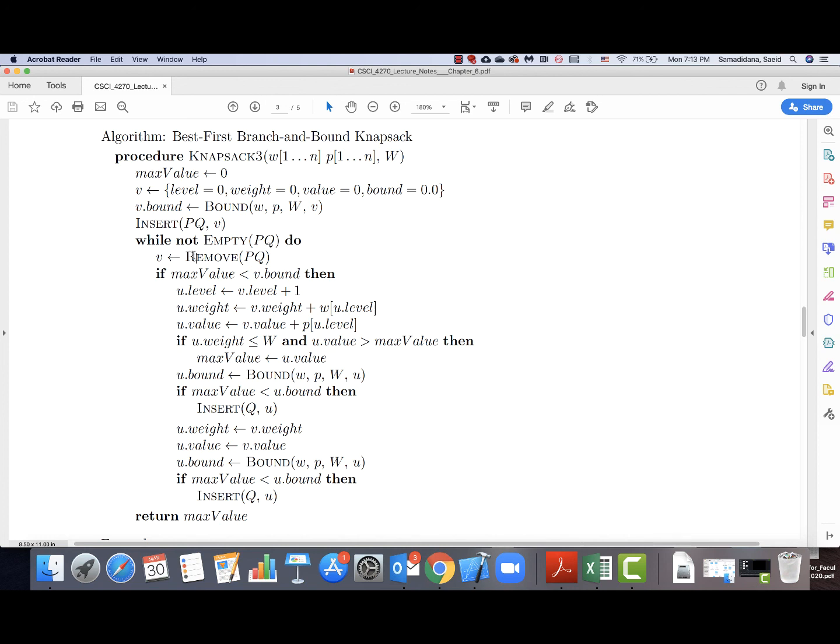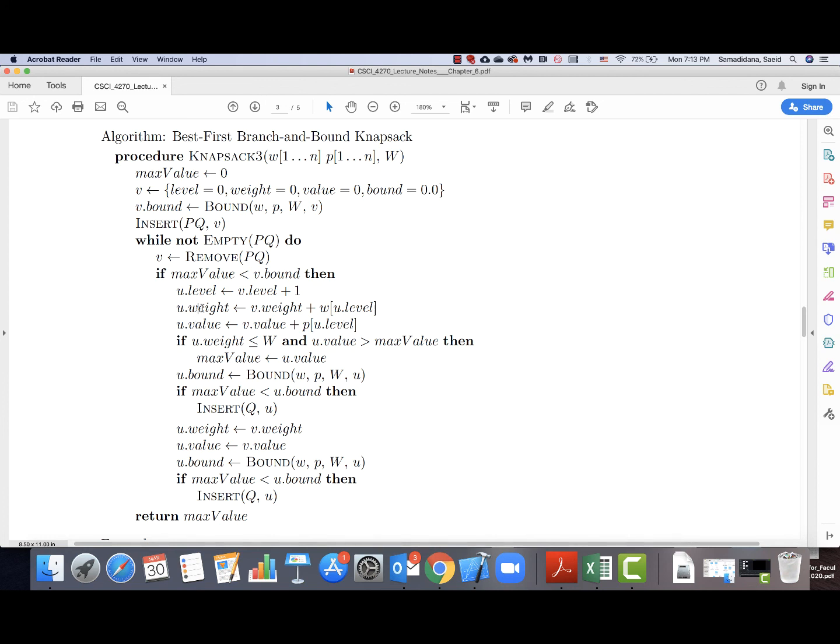This means the first node. Then, because the max value is less than the new bound that we already calculated, which was equal to 115, we are going to the next level, which includes the item. So you can see here, for example, let's say that we have item number 1. We're increasing the level, and the weight is going to be the weight of item 1, and the value is going to be the value plus the value of item number 1.